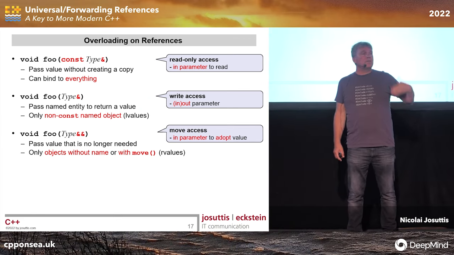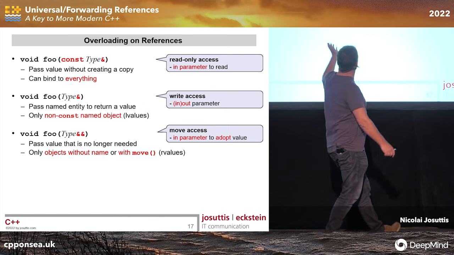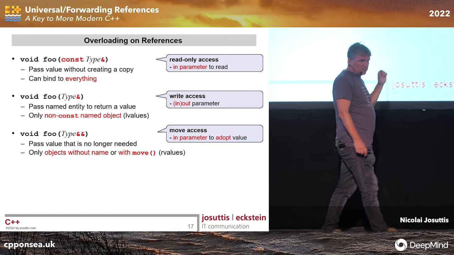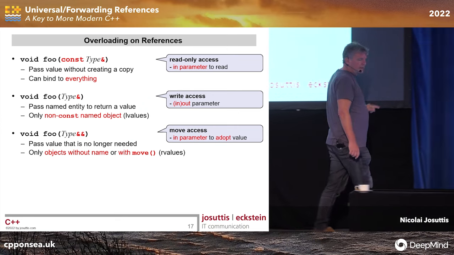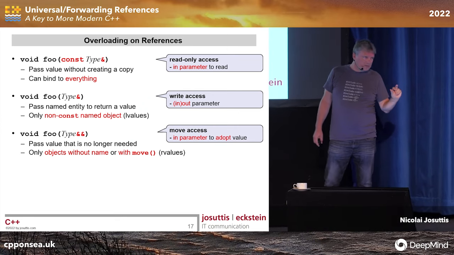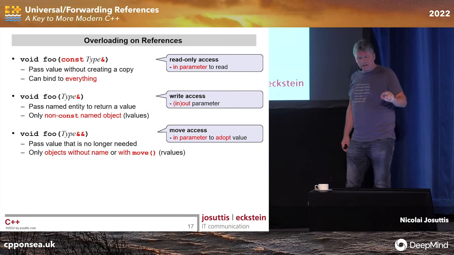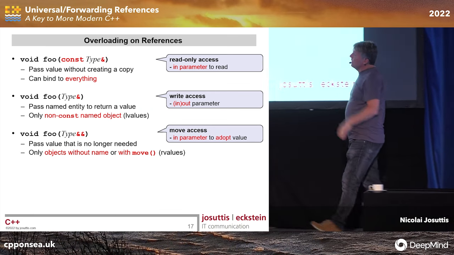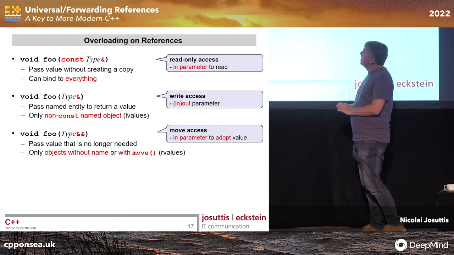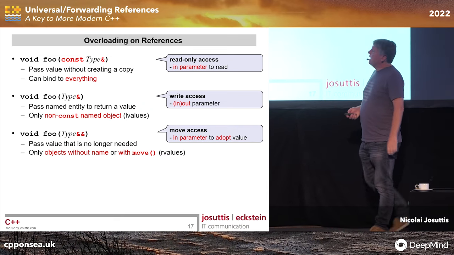So why did we introduce a new syntax at all? Because you could also modify it with the second signature. Well, here you can pass temporary objects. And that was important to do because you cannot pass a temporary object to a non-const L value reference. So here you can pass only R values.